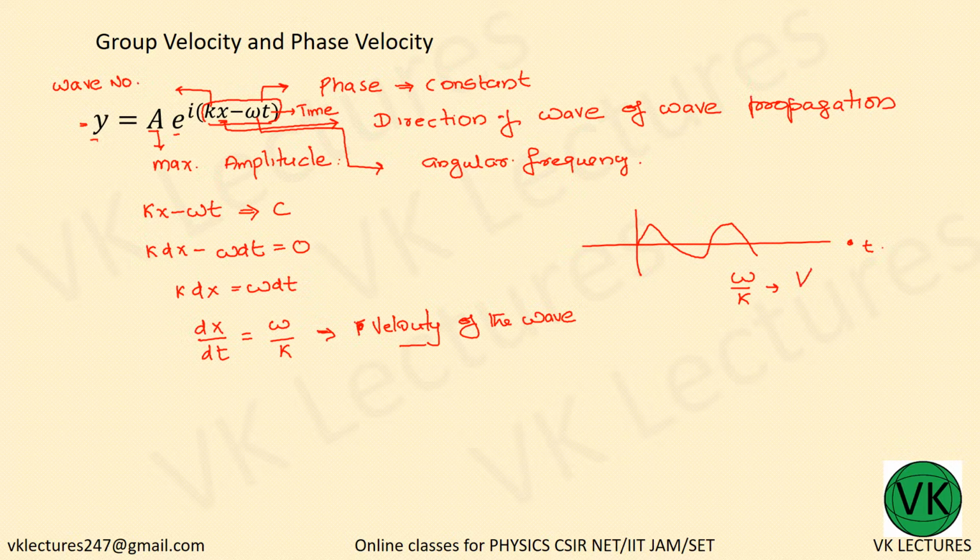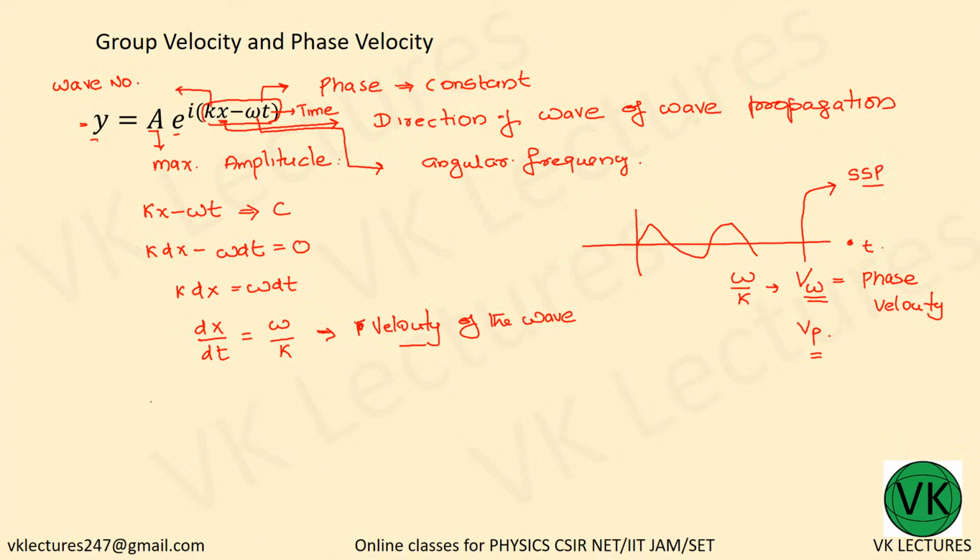This velocity of the wave, which I am representing by vw, is also called phase velocity, because we have derived it from the phase, or vp. Sometimes it will be represented by velocity of wave. Usually velocity of wave will come in solid state physics, SSP, but here we will represent it by the phase velocity.